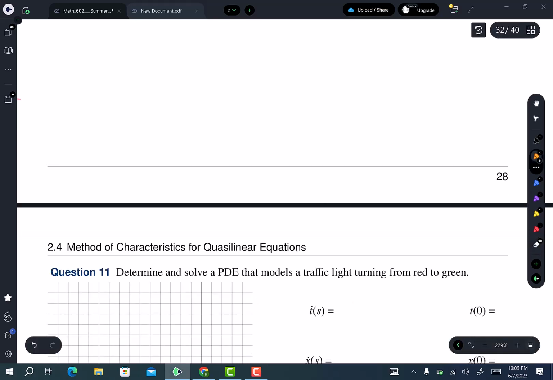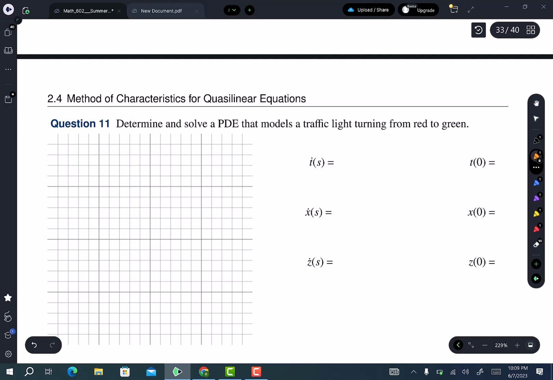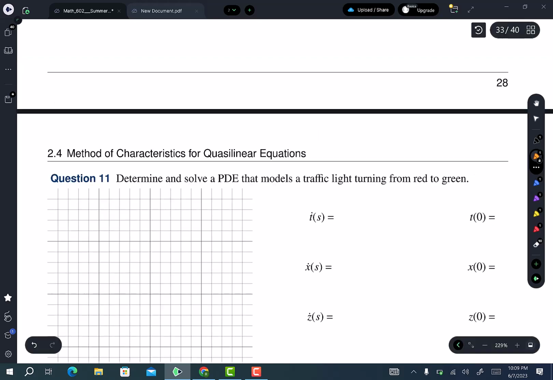Okay, so I want to look at this problem. Question 11. Determine and solve a PDE that models a traffic light turning from red to green. The main thing here is to really just figure out what the initial data is, what the initial conditions are.